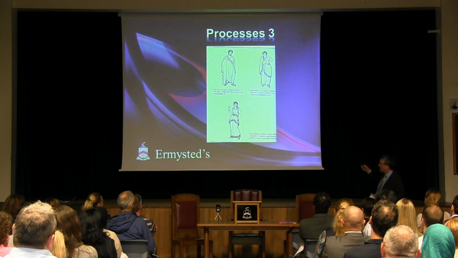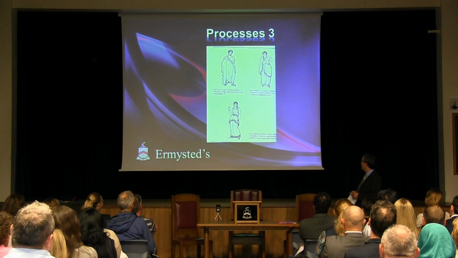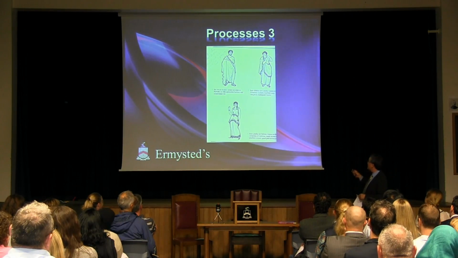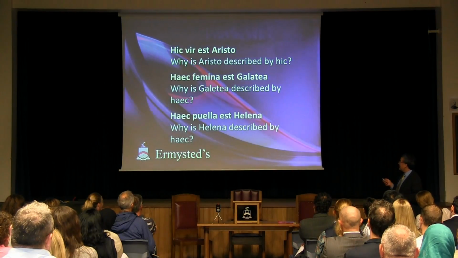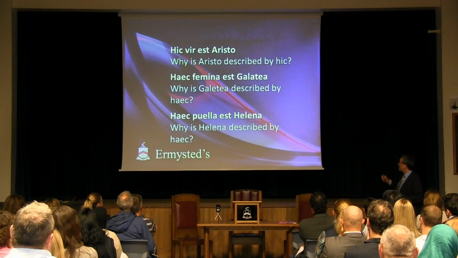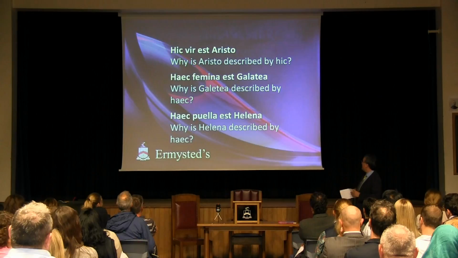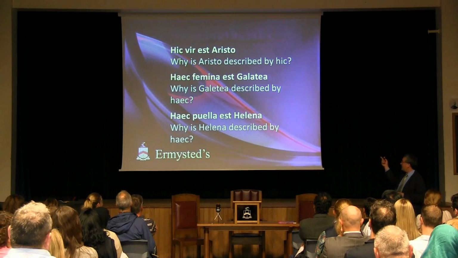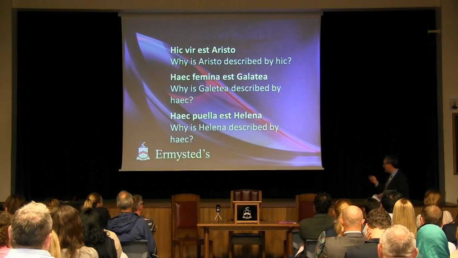Here you have a family from Alexandria, a mum, a dad, and a ravishing daughter. Hic est Aristo, second sentence, haec femina est Galatea, haec puella est Helena. And as I say, you look at the sentences, it obviously means this man's Aristo, this woman's Galatea, this girl's Helena. But why is Aristo hic? Why is Galatea haec? Why is Helena haec? That's a simple example, but of course it's to do with gender.